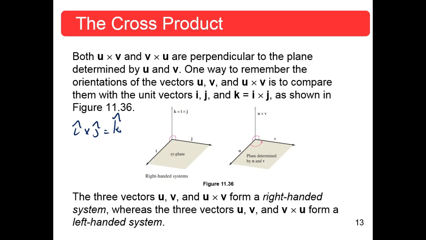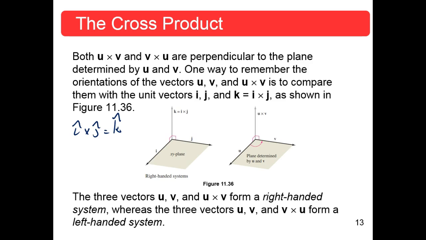The three vectors U, V, and U cross V form a right-handed system. We've already done that. Whereas the three vectors U, V, and V cross U form a left-handed system. It just points down. Okay.